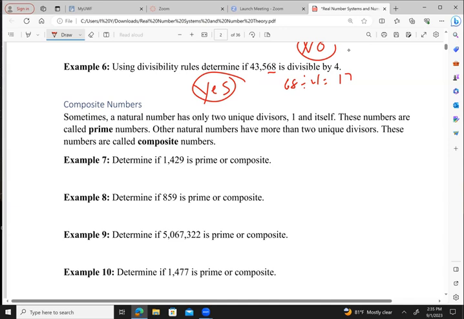So we go to 23. Nope. 24, 25, 26, 27. How about 29? And all I'm doing is testing to see if it comes out even. How about 31? Nope. 32's even, 33 goes by 3, 34, 35, 36, how about 37?